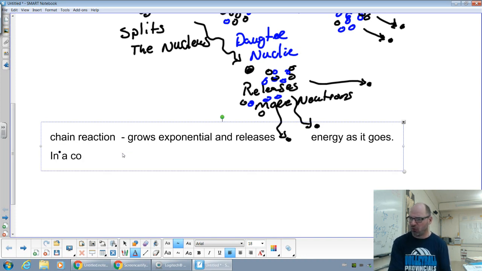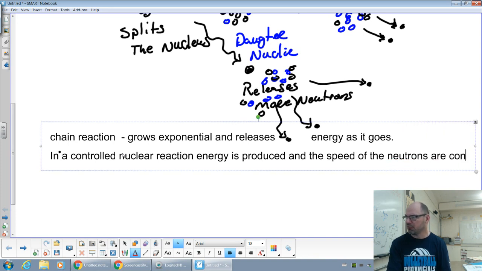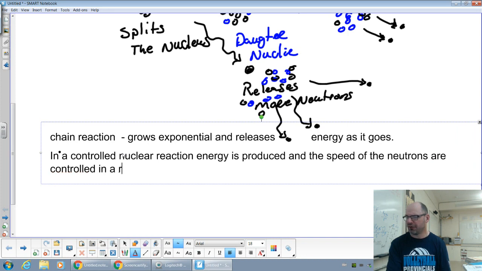In a controlled nuclear reaction, energy is produced and the speed of the neutrons are controlled in a reactor core by absorbing many of the neutrons.